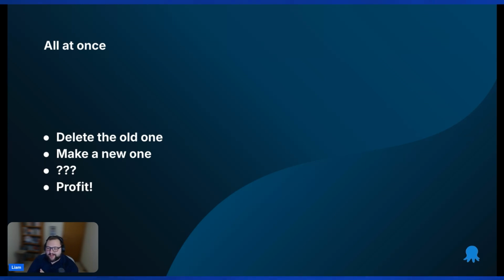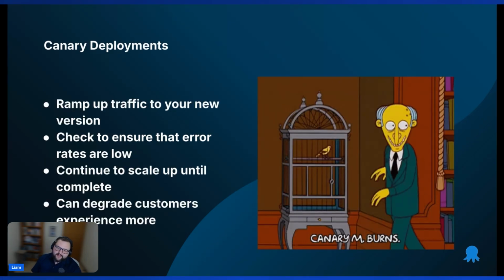If you're restricted by your software or a dependency that stops you from running different versions of your application at once, you may need to just do an all-at-once deployment. Customers will likely experience an outage, and then your app just comes back with the new version. If you can run multiple versions, there are better ways.